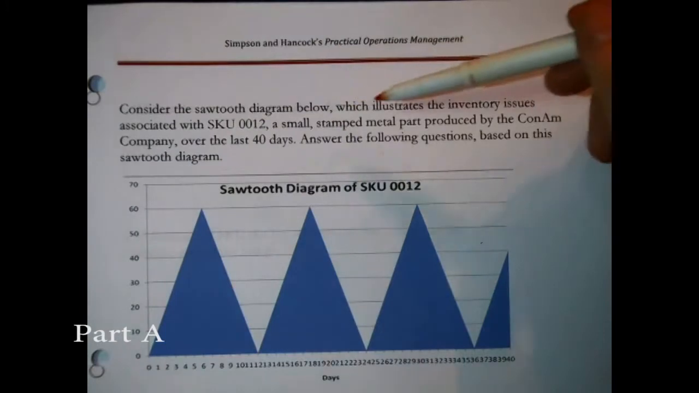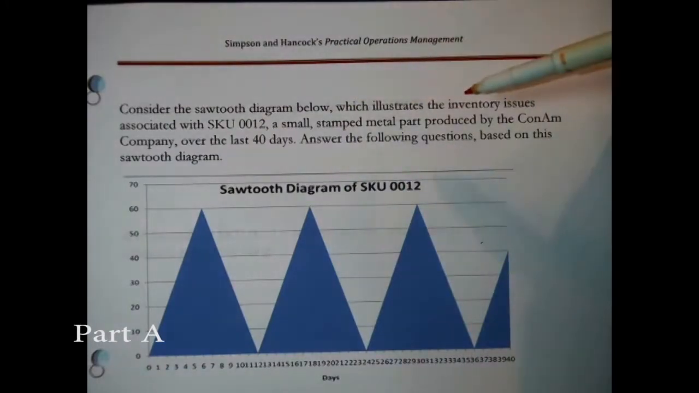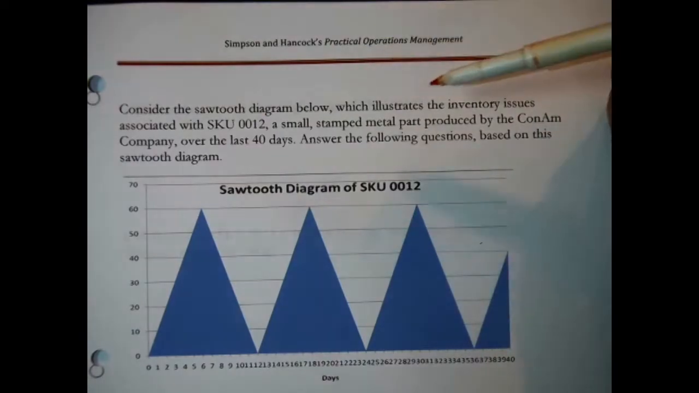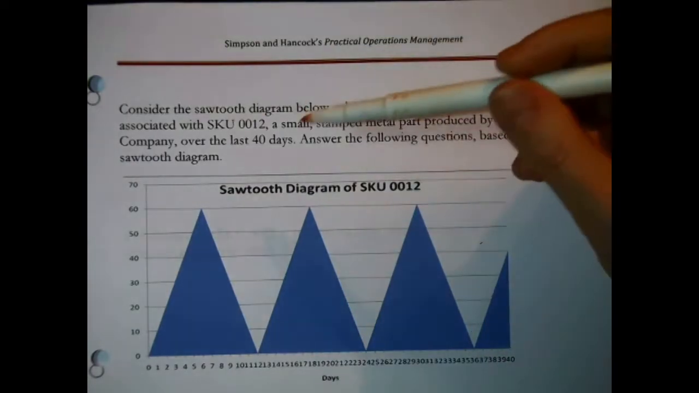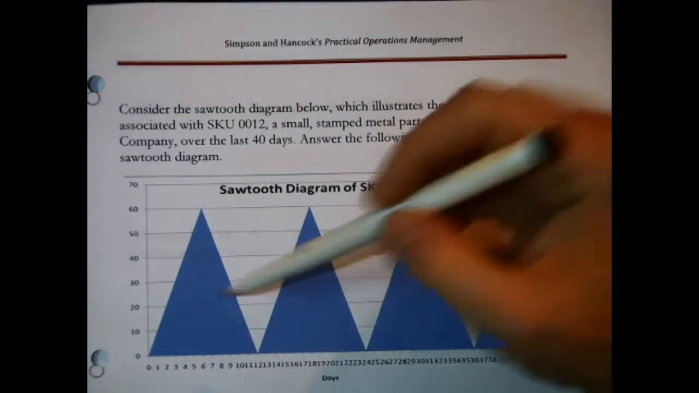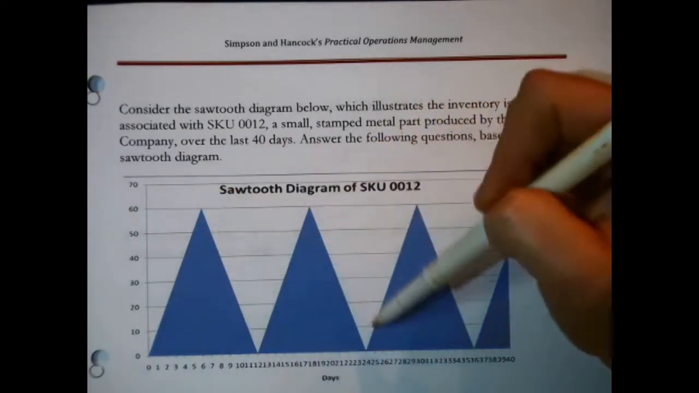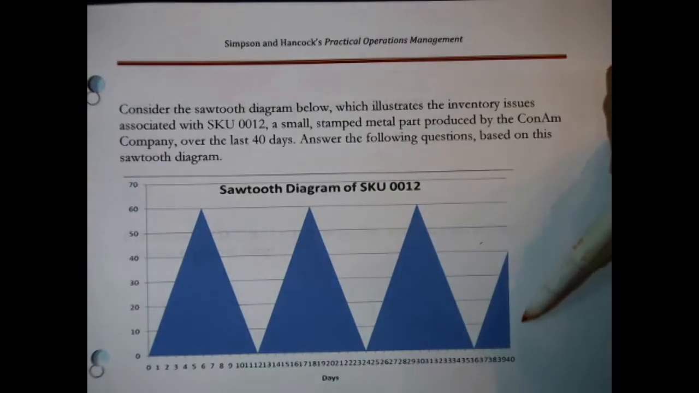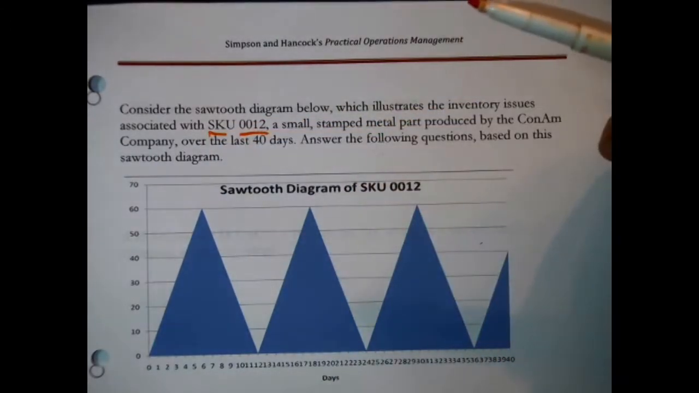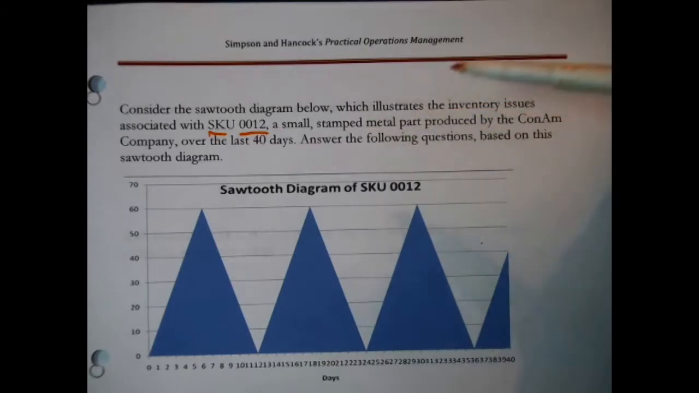Consider the sawtooth diagram below, which illustrates the inventory issues associated with SKU 0012, a small stamped metal part produced by the Can-Am company over the last 40 days. Right, sawtooth diagrams are inventory levels over time, so we're looking at 40 days worth of inventory levels for SKU 12, basically. Answer the following questions based on this diagram.